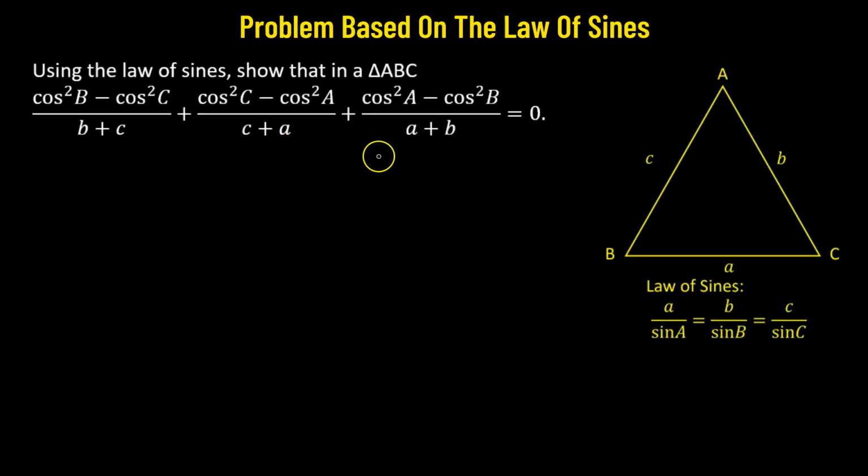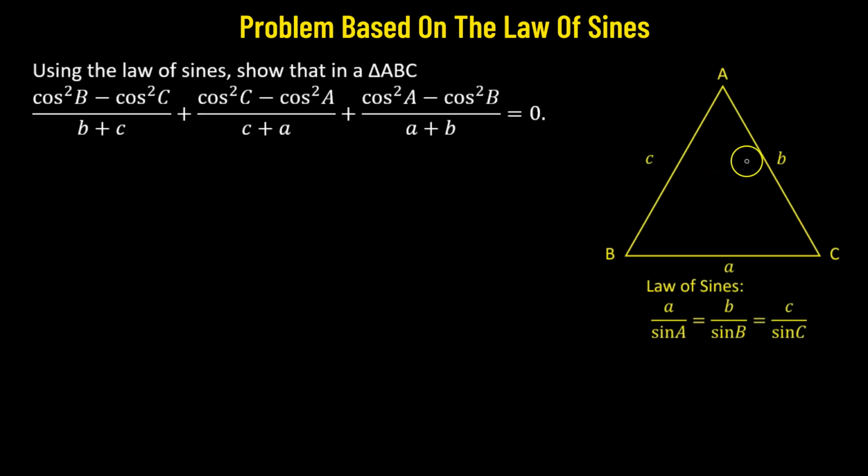Using the law of sines, we need to show that in the triangle ABC the given equation is true. Let us begin. First, we will specify the law of sines. Here we have a triangle ABC. This is an acute angle triangle, but the law of sines is going to work for an obtuse angle triangle or even a right angle triangle. For simplicity, I'm considering an acute angle triangle.